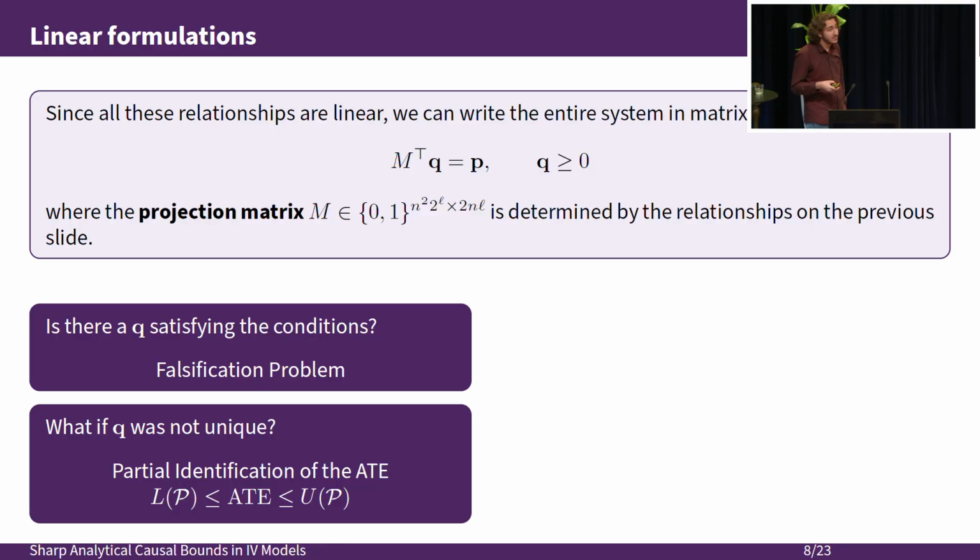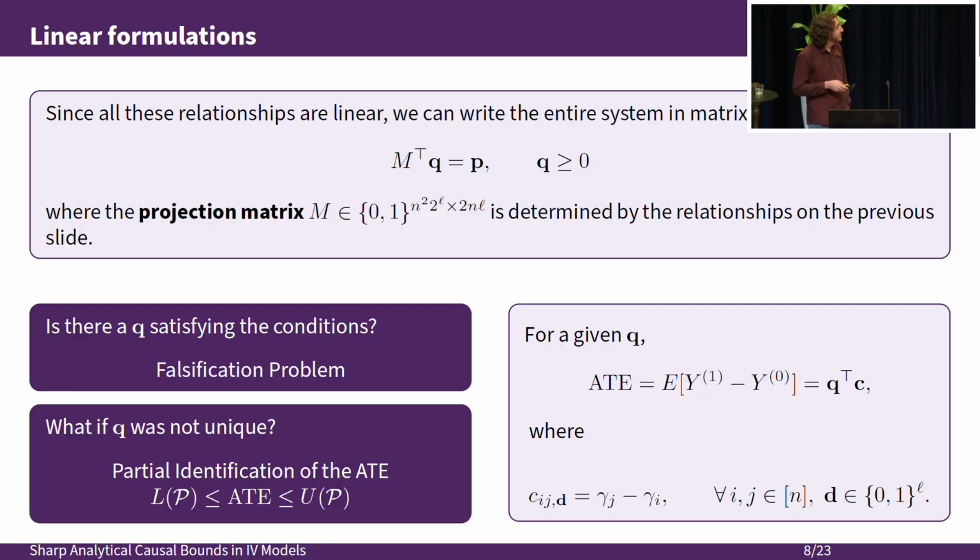So instead, we try to partially identify our average treatment effect. We do this using an upper bound and lower bound, which are derived by using compatible Qs. Also, we can write average treatment effect as the inner product of our Q and some coefficient vector C.